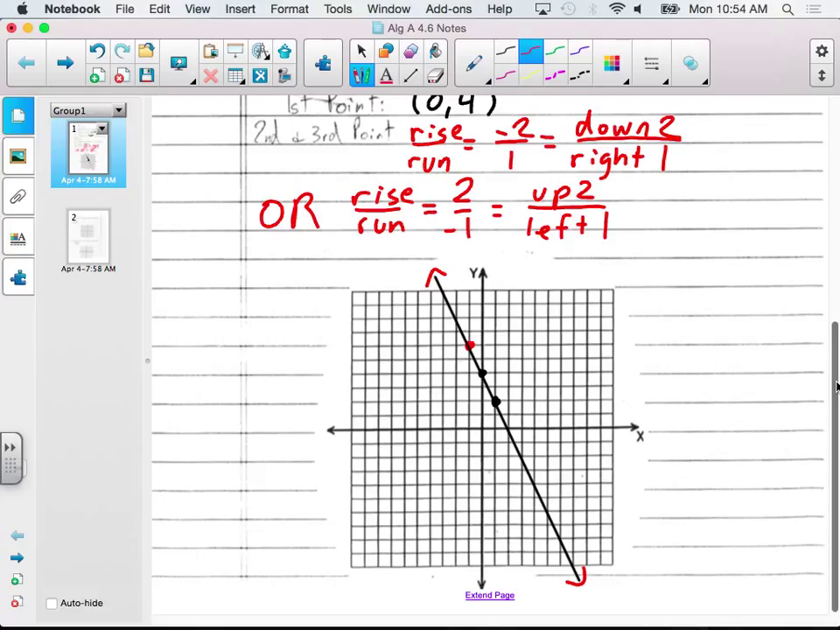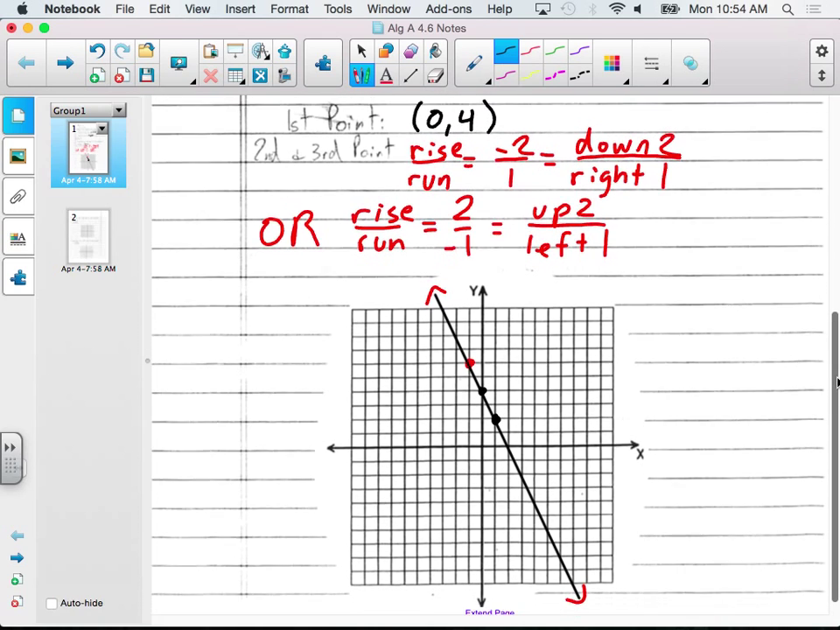How many points are there on this line? 3. How many points did we use to make the line? 3. How many points are on the line? Could we keep making points? Yes. Okay, how many points are really on this line, class? Infinite. An infinite number of points. Okay.